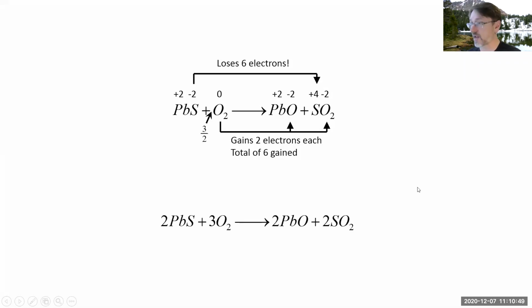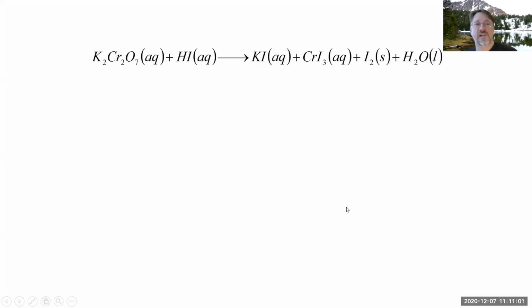And that's so that we have now balanced this reaction, which again is a little bit complicated because the oxygen is getting split amongst 2 different places. All right, here's another example. Let's go through this one. Assign the oxidation numbers.